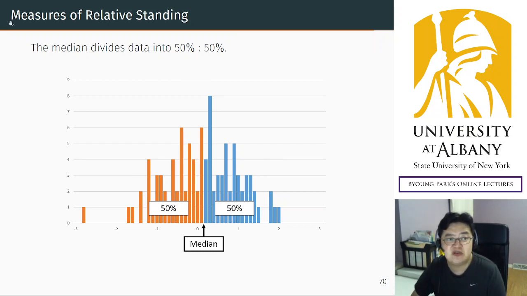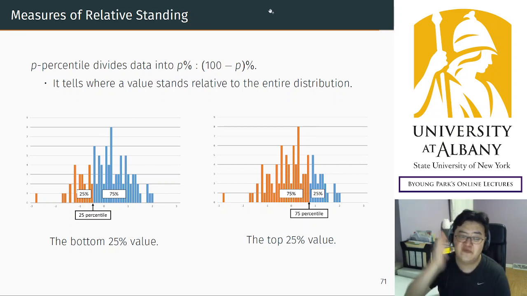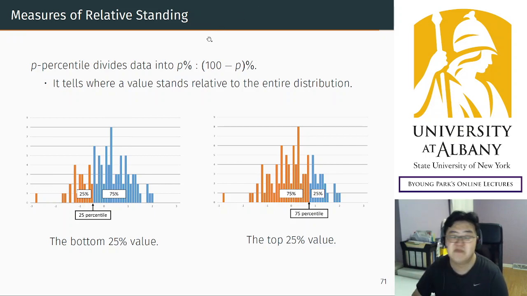So we are going to define measures of relative standing, which can be defined in a similar idea. I'm not going to go into the details, but I'll give you the intuition. For example, like this. Instead of 50-50, you can split the probability into P and 100 minus P. Say 10 to 90, 20 to 80, like 80 to 20. Doesn't matter. For any probability, you can define a measure.